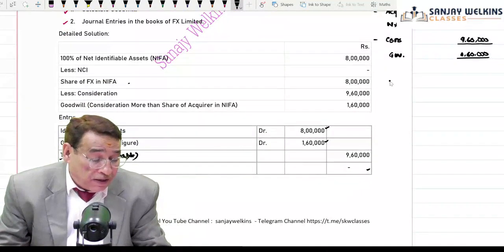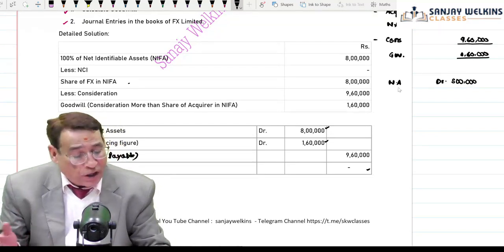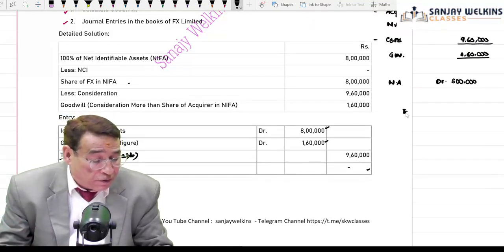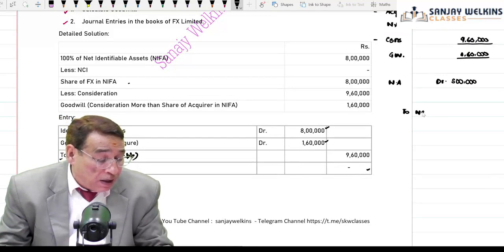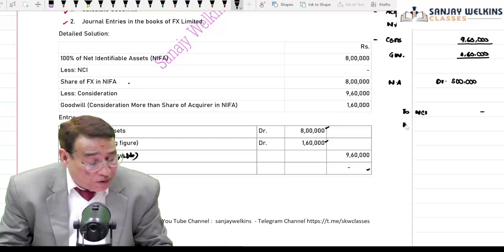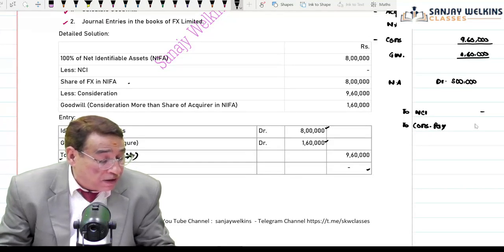You can pass the entry this way around. Net assets account debit, I have already told you, 8 lakhs. After writing the net assets, because when you are writing net asset, it means asset minus liability, then you make a habit of writing To NCI, although in this particular question, NCI is not given. Then you write here To consideration payable. Consideration payable is equal to how much? That is equal to 9,60,000.